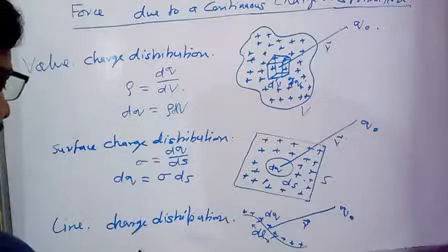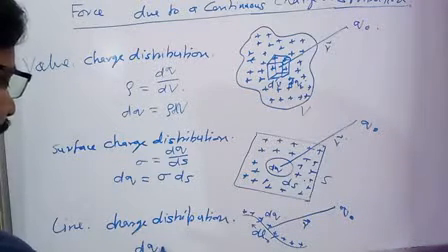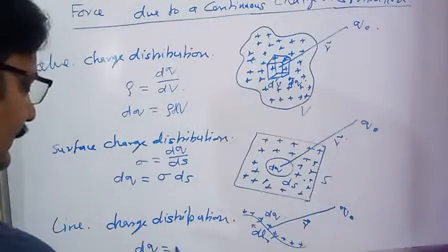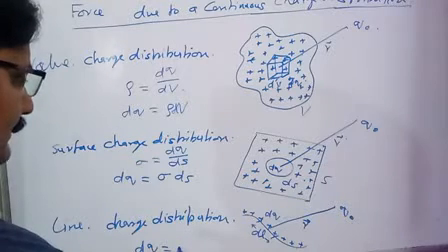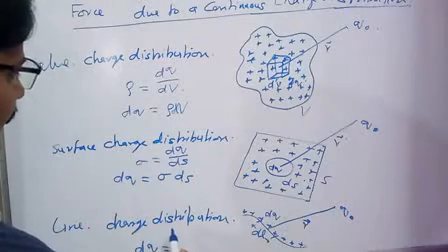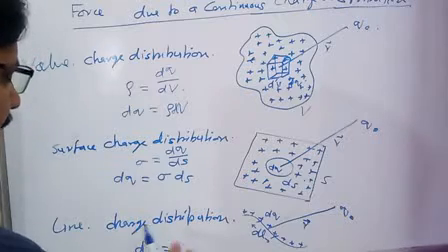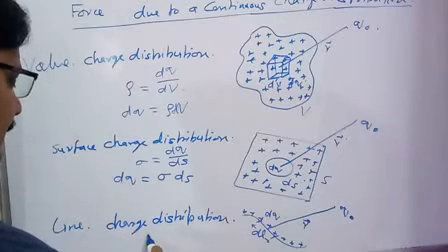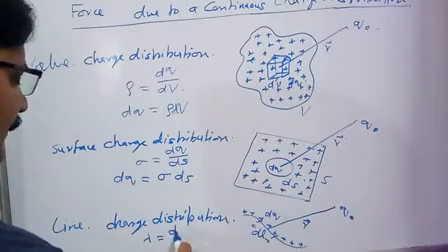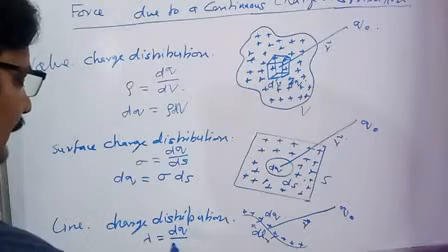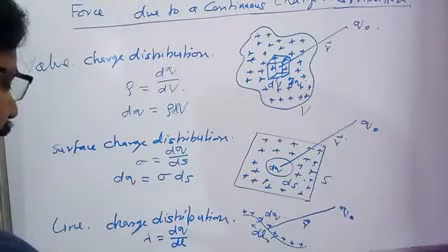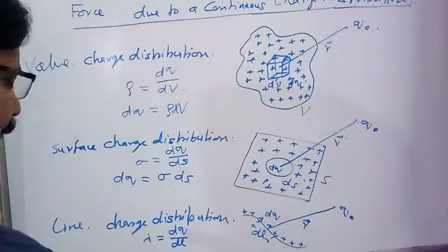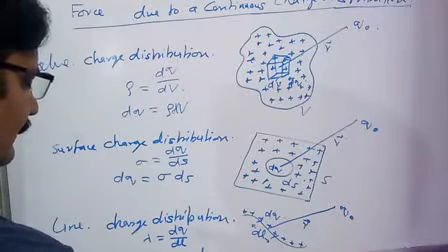In the third case, what is the value of dq? Similarly, we can write the value of the linear charge density. The linear charge density lambda is equal to the total amount of charge dq divided by the length of the element. So dq in this case is going to be lambda multiplied by dl.